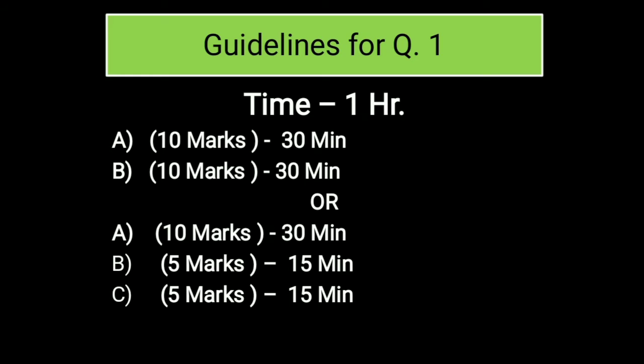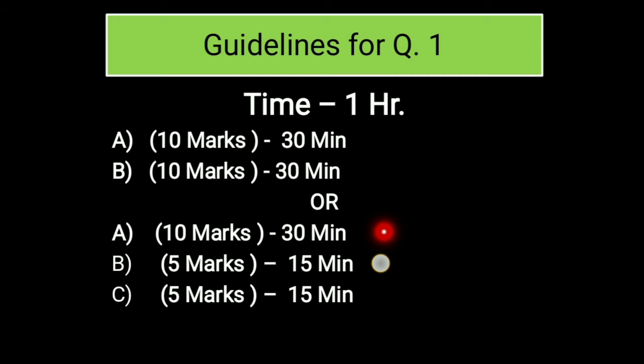Now, whenever you get the paper, for question number 1, you have to spend only 60 minutes, that is 1 hour. Means, if they have asked you 2 sub-questions carrying 10 marks and 10 marks, then for the first sub-question you have to give 30 minutes, and for the next sub-question you have to give 30 minutes, that is half an hour. And suppose they have asked you A, B, C, 3 questions to attempt, then you have to solve each 10 marks question in 30 minutes only.